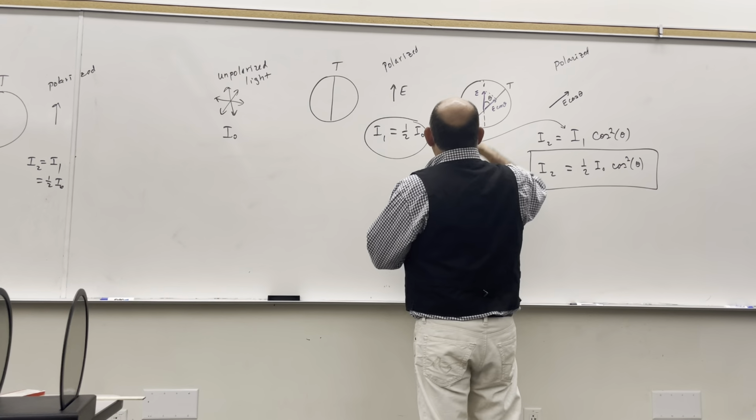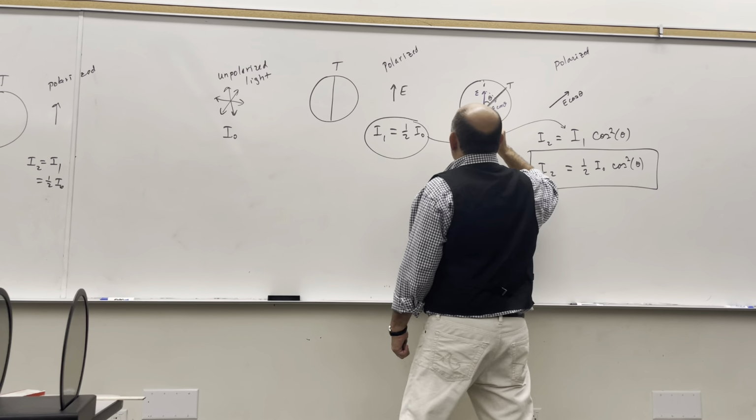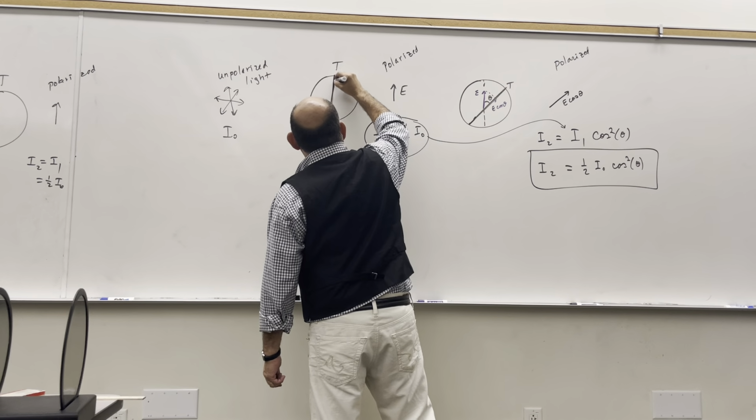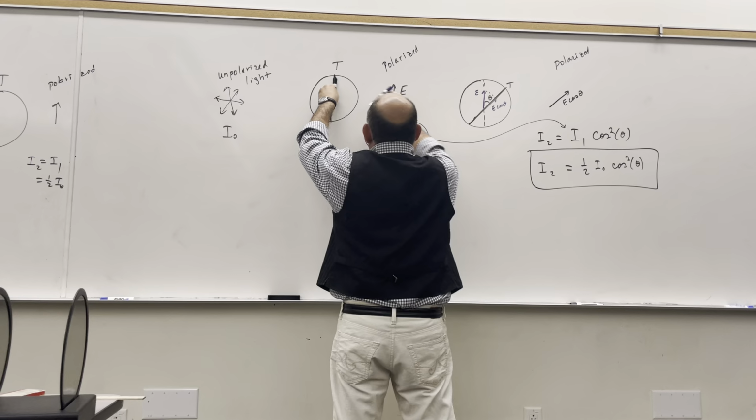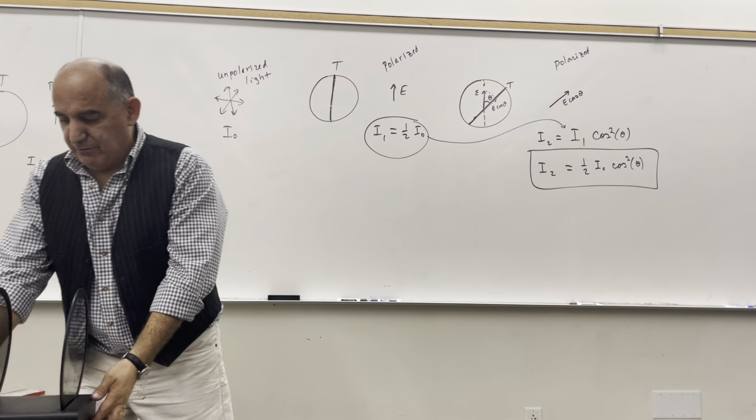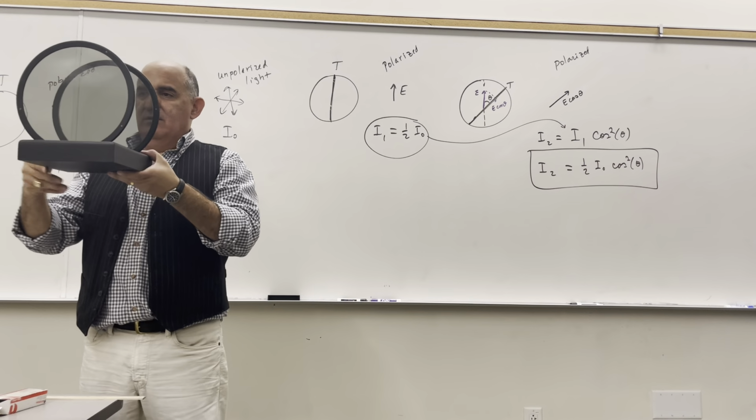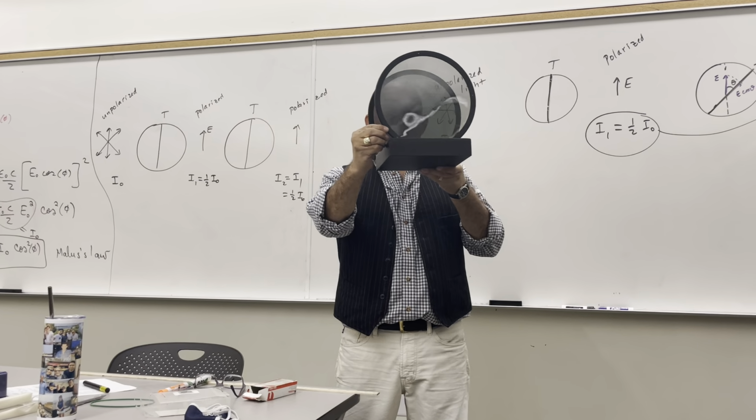That angle theta is the angle between the transmission axis of polarizer number 2 and the transmission axis of polarizer number 1. So this one is vertical, this one is at an angle, and that's the angle between them. So if I rotate one of them, then it'll get darker.